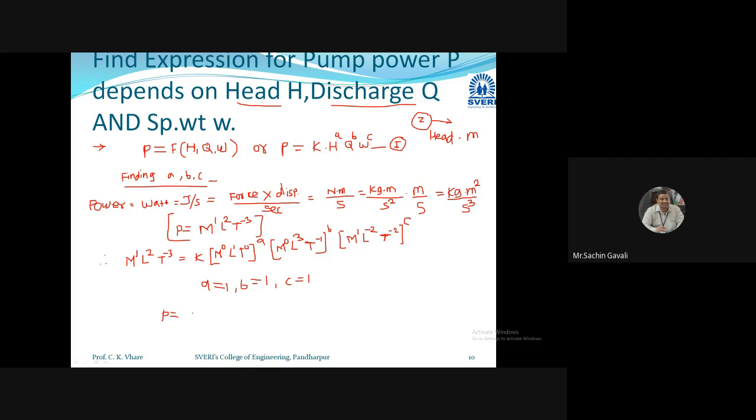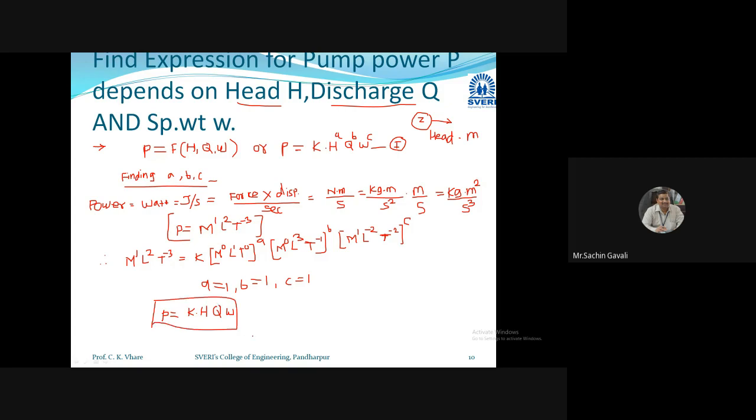Power P is equal to K into H raised to A, Q raised to B, and W. So by relation, everybody knows the relation: rho Q G H. Or relatively K into H raised to H, Q and W. This is one relation that was expected.